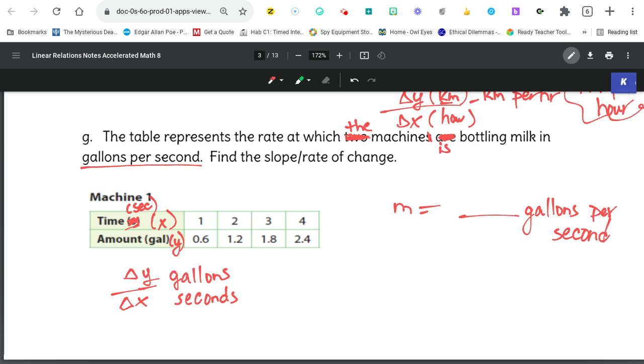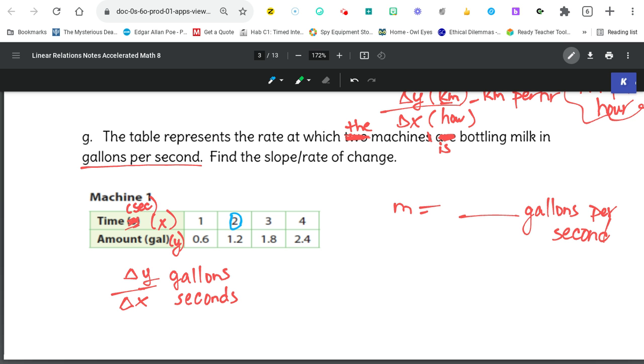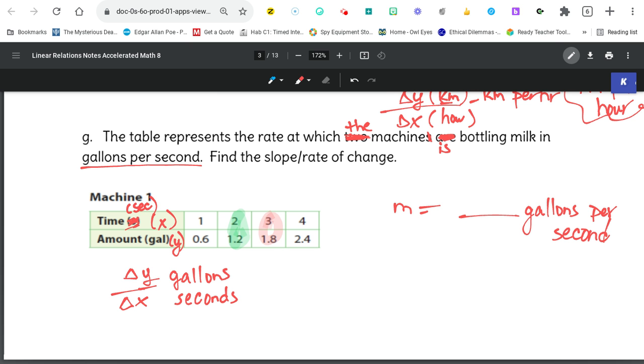Okay, so I'm fixing it up a little bit. All right, so let's just pick 2 ordered pairs. Let's go with, I don't know, let me highlight it. 2 and 1.2 as one, and we'll do the other one as 3 and 1.8.